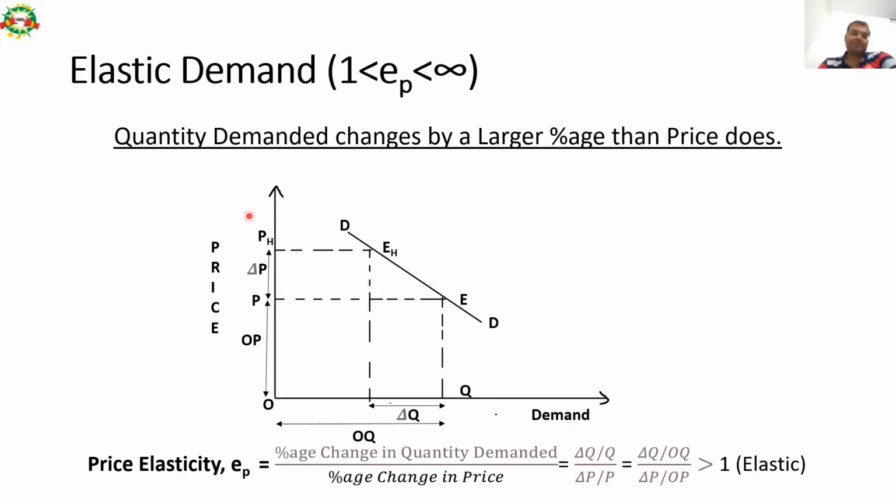Elastic demand: here quantity demanded changes by a larger percentage than price does. Here the percentage change of quantity demanded is large vis-a-vis the percentage change in price of the commodity. That is why EP is greater than 1 but less than infinite. That is called elastic demand.